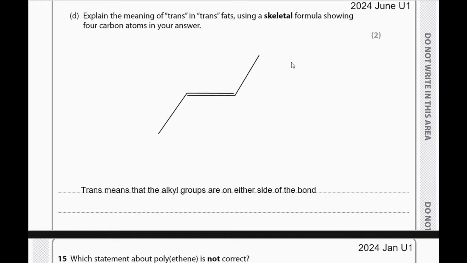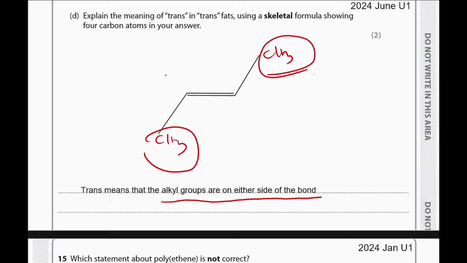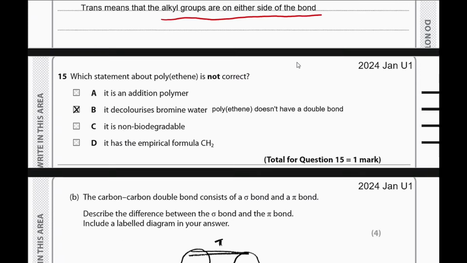Moving on, explain the meaning of trans in trans fat using a skeletal formula showing 4 carbon atoms in your answer. So whatever you draw, please show that there are at least 4 carbon atoms. And trans basically means alkyl groups are on either side of the bond. So as you can clearly see, this is an alkyl group, that's an alkyl group. If these alkyl groups are present on different sides of the double bond, then they are known as trans. And if they're present on the same side, then they're known as cis. So this is what the difference between cis and trans basically means.